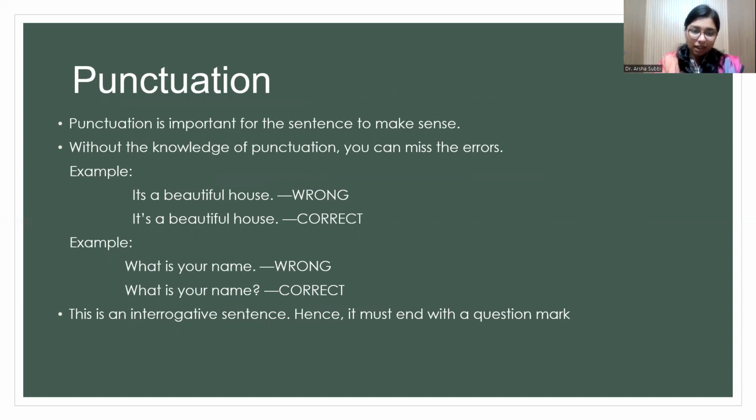Now, "What is your name." stops with a full stop while it is a question, so you must add a question mark along with it. So it is, "What is your name?" So punctuations are quite important. It is an interrogative sentence, so it must end with a question mark.